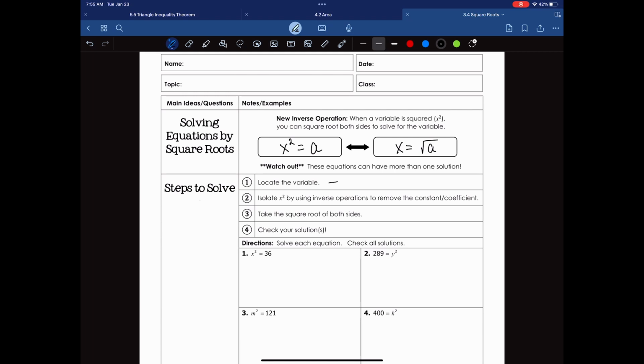Our steps here: we're going to locate the variable. That'll be our x, our y, whatever that letter is. And then we're going to isolate x squared by doing our algebraic manipulations like we normally would. So maybe we subtract 7 from both sides. Maybe we multiply by 2 on both sides. But at the end of the day, we're going to solve this as if it was just a regular variable, even though it's a variable squared. And then we're going to take the square root, and then we're going to check our answer.